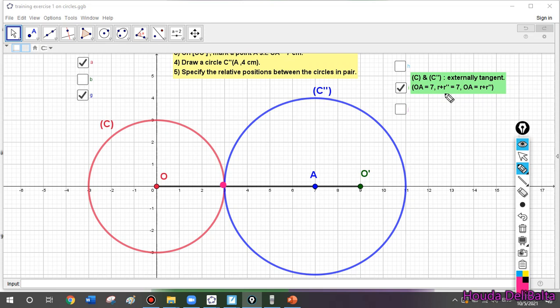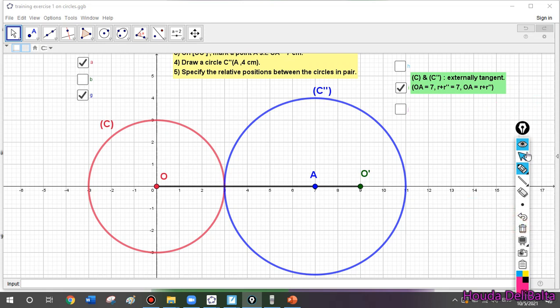And that 7 is exactly equal to the sum of the radii, because one of the radii is 3, which is r, and the other is 4, which is r double prime, and the sum of these two radii is equal to 7. So here we can write 3 and we can write 4 in place of r plus r double prime, or we can write the rule and that OA, the distance between the centers, is exactly equal to the sum of the radii. That's according to these two externally tangent circles.